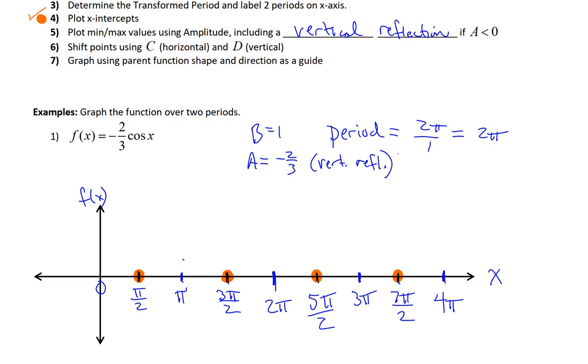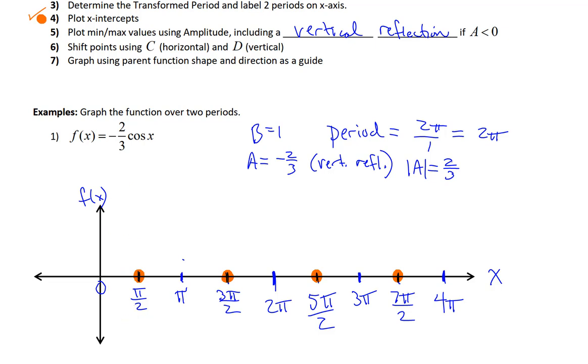And then, of course, to get the amplitude, we can get that from the fact that a is negative 2/3. We'll say it this way: the absolute value of a would be positive 2/3. In other words, our amplitude is 2/3. Okay, so what do those two things mean? Well, we have to recall that a vertical reflection means we're flipping the graph over vertically. We'll do that in a second.